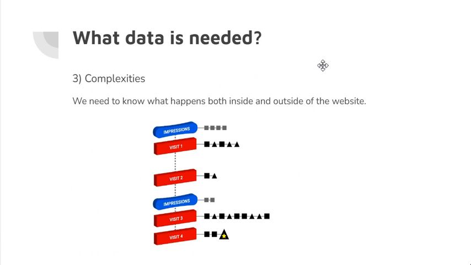Then there are certain complexities as well while you're working with data for attribution, because we know what's happening on the website, right? We know what interactions are being made, and what the user is doing on the site, and we know stuff like that. But we also need to account for stuff that's happening outside of the website, because when you see first, this is where the actual macro conversion is happening. But you can see before that there are multiple visits and multiple impressions as well. And impressions are happening outside of the website.